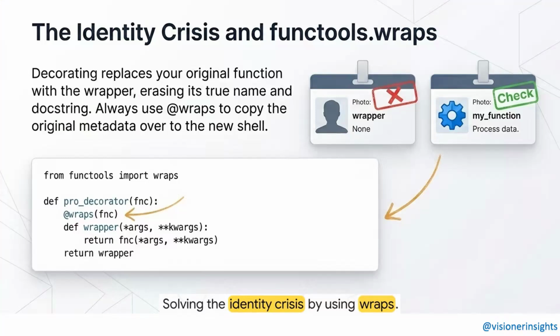Not great. To fix this, Python provides a built-in utility called wraps. We import wraps from functools, and we simply put @wraps(fnc) right above our inner wrapper definition. Notice how this acts like an ID card transfer. It copies the original metadata directly over to the new shell, ensuring your function keeps its proper name and documentation totally intact. Always, always use this in your production code.